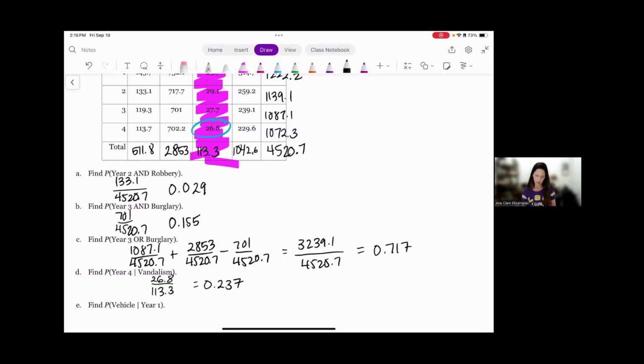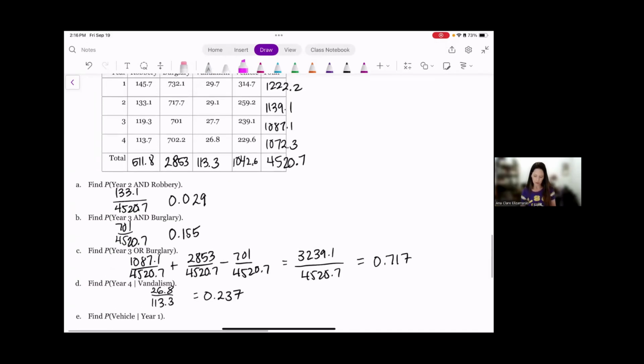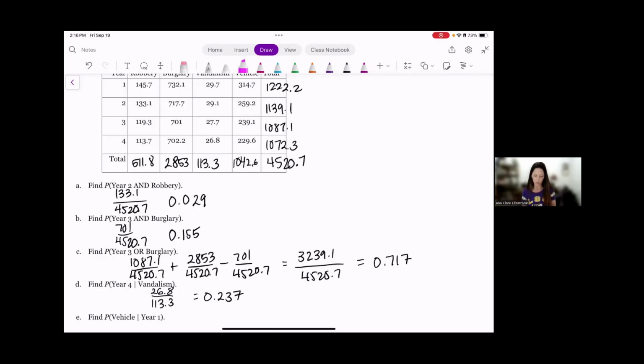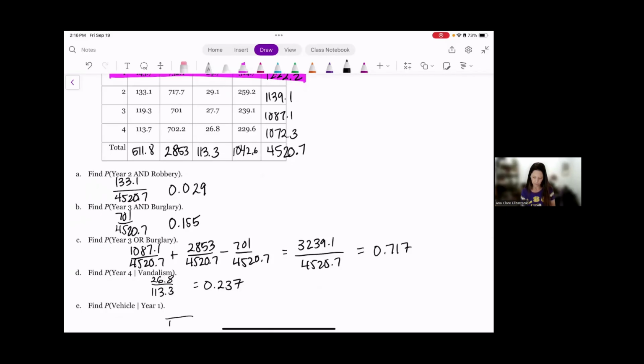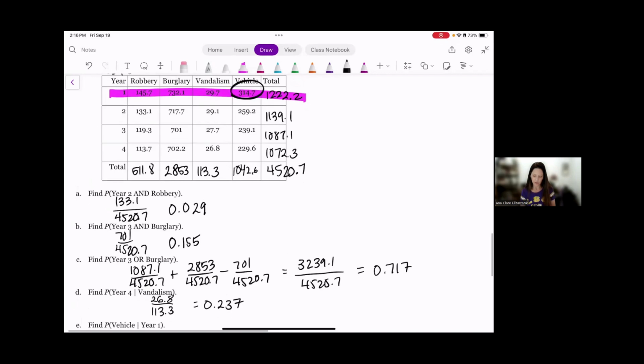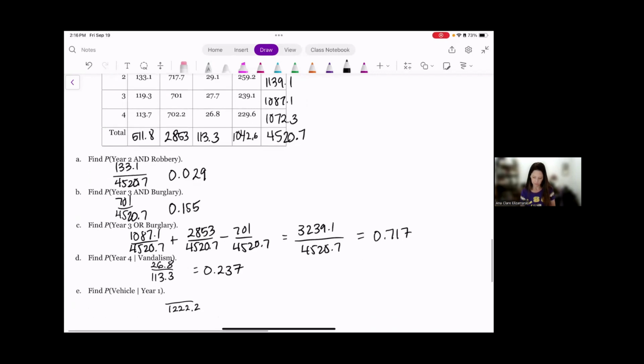0.237. And let's do a condition one more time. What's the probability of it being a vehicle given it's in year 1? So I care about year 1. And then of those, 1,222.2, how many were vehicle? 314.7. Dividing that out, I get 0.257.